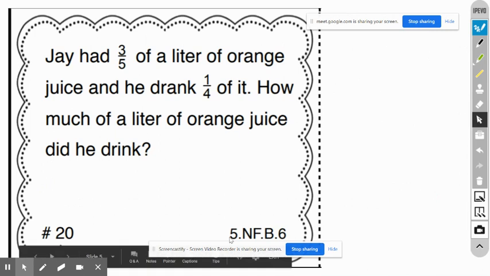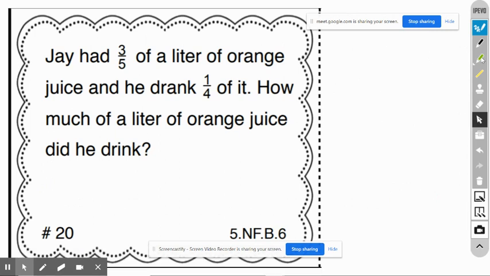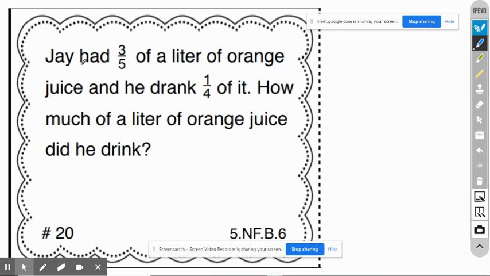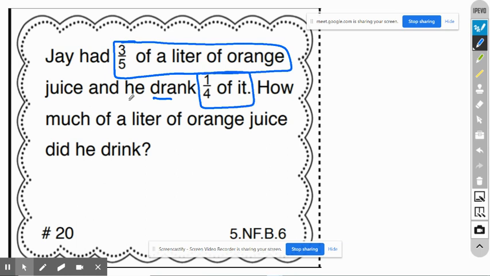Let me try another one, and we'll do quite a few. Let's see this one, and I will circle, and you're going to think about it, okay? Jay had 3/5 of a liter of orange juice. 3/5 of a liter of orange juice. And he drank 1/4 of it. He drank 1/4 of it. Pay attention to the question: how much did he actually drink?